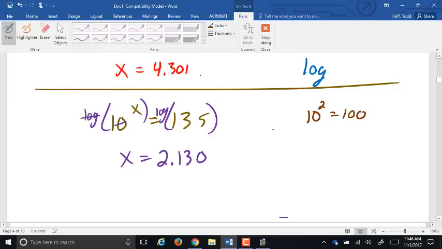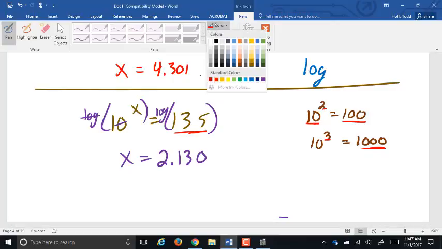Perfect. Yeah, 10 squared is 100. 10 to the third power is 1,000, right? So I know that 135 is between 100 and 1,000. So it's between 10 squared and 10 to the third. Perfect. Good thinking.